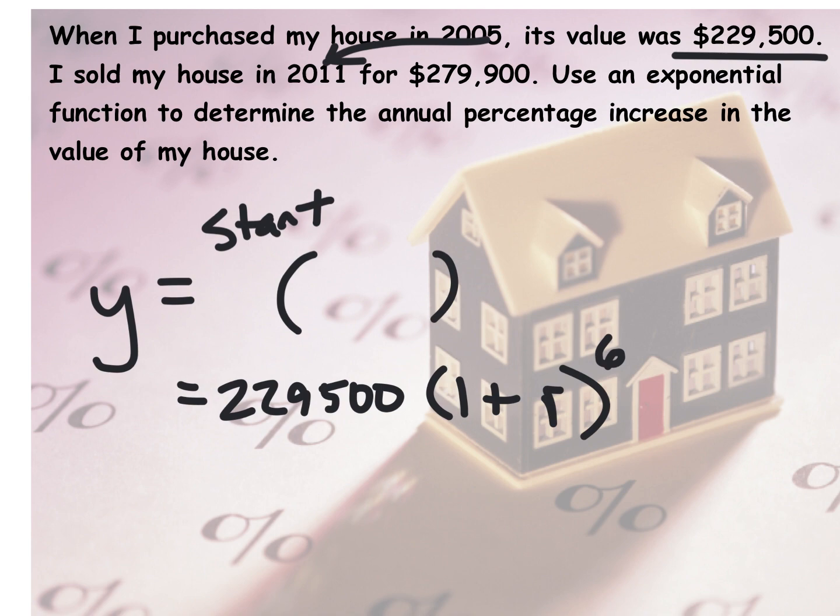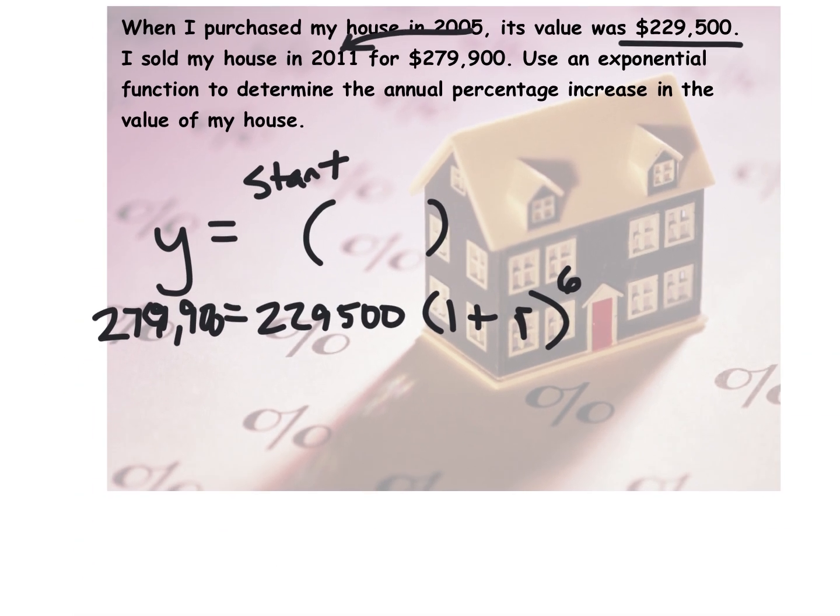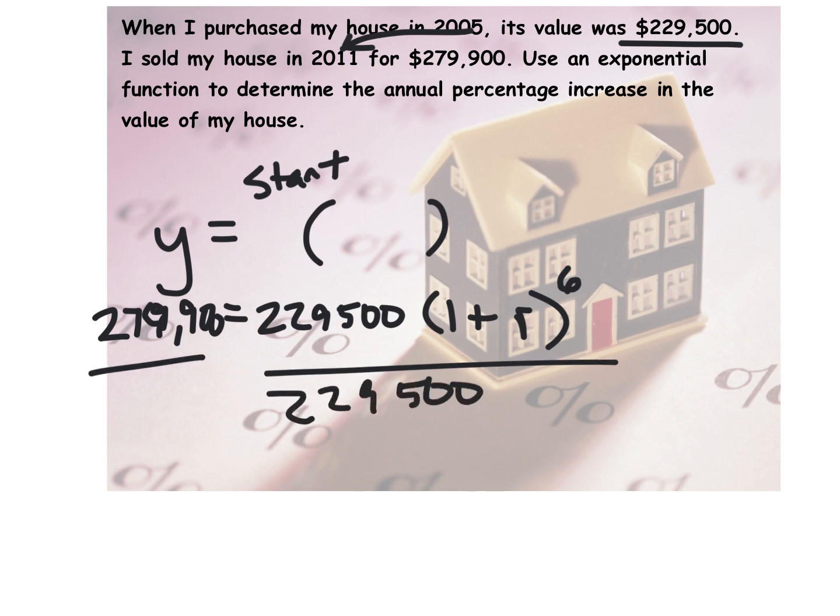What did it end at? 279,900. This is a very real scenario. Houses change in value a lot over time. Sometimes they go down, usually they go up, like this one did. And then you can figure out what the rate of growth was. Your first step should have been to divide both sides by 229,500. That'll make this cancel.